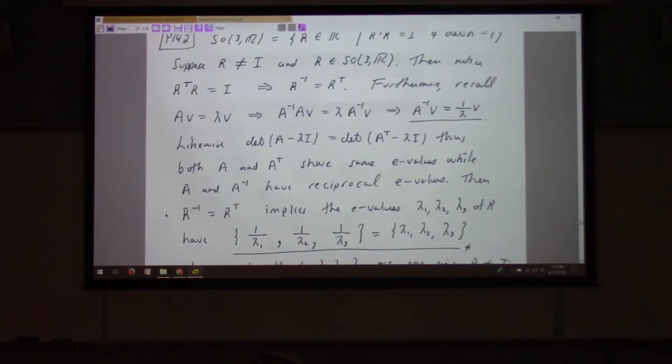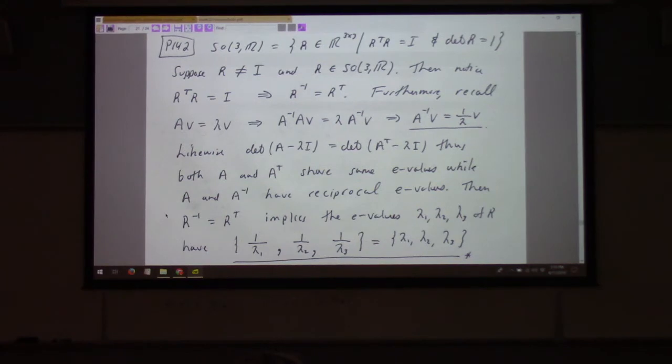This one I'll get stuck on if I'm not careful. This one to me is hard. If we have not the identity matrix and we have this condition, we know that the inverse is equal to the transpose, right? And so if we have an eigenvector, v, then if you multiply by the inverse here, you can derive that the same vector is an eigenvector with eigenvalue 1 over lambda for the inverse.